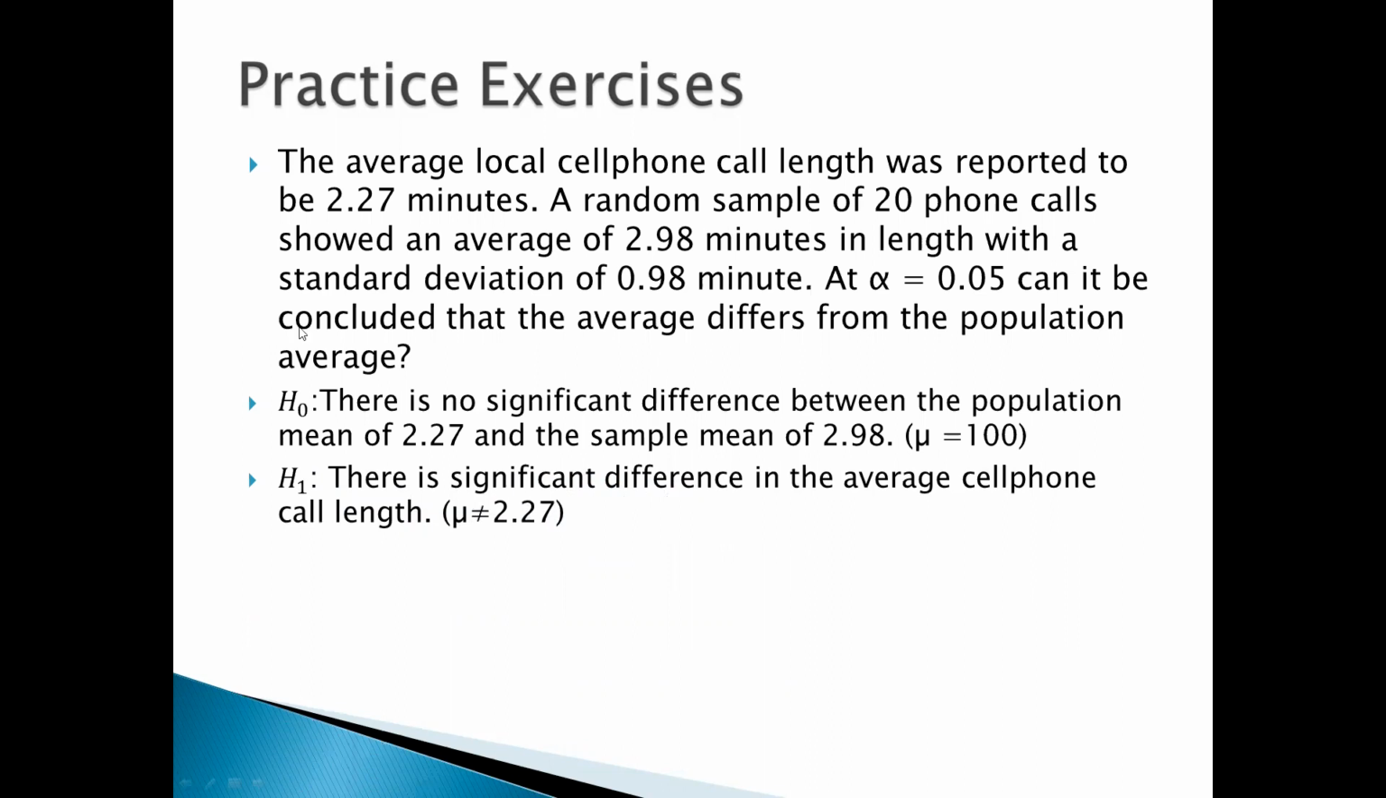Since there is no claim in the problem that the average call length is either less than or greater than, there's no specific direction. It just asks, can it be concluded that the average differs from the population average? So that's what we're looking for, if there is a significant difference. Okay. Next, so alpha is 0.05. Again, it's a two-tailed test because there's no specific direction of less than or greater than.